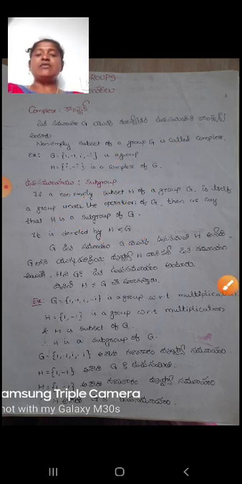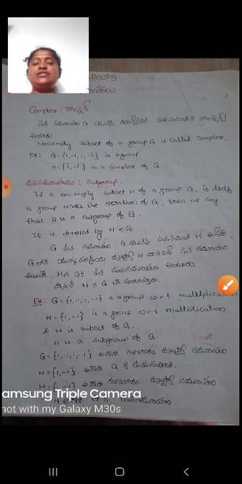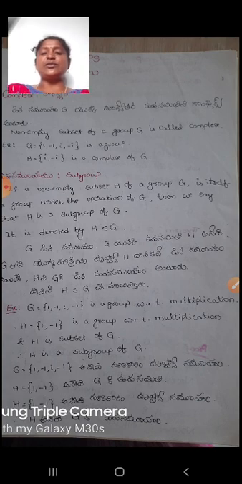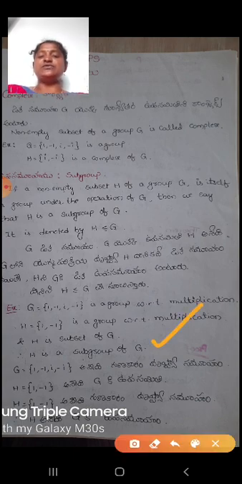So, example: G = {1, -1, i, -i} is a group with respect to multiplication. H = {1, -1} is a group with respect to multiplication, and H is a subset of G, means H is a complex of G. Then H is called a subgroup of G.